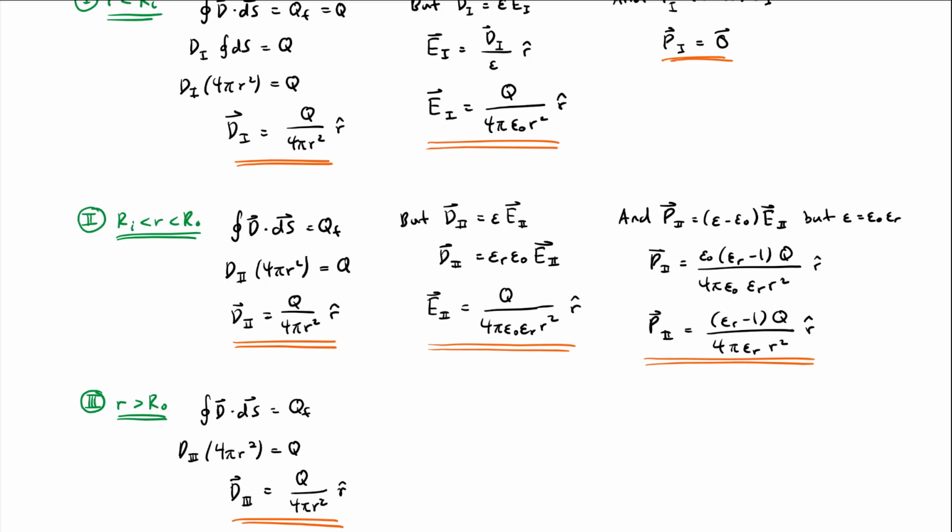We now take a look at the relationship between D and E. So we have D equals epsilon E. And epsilon here is going to be epsilon naught because it's air, so it has a dielectric constant of 1. That means we have E3 being equal to Q over 4 pi epsilon naught r squared, r hat.